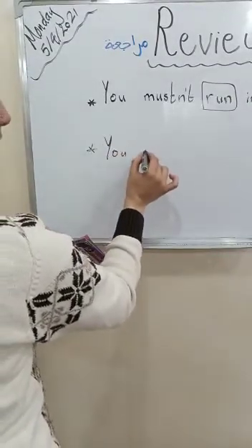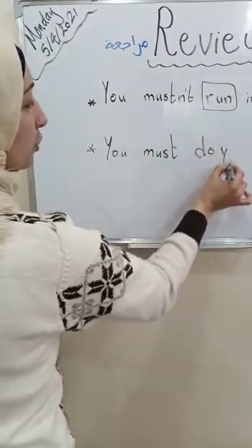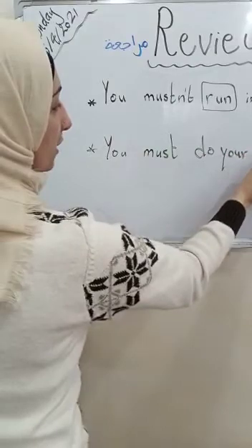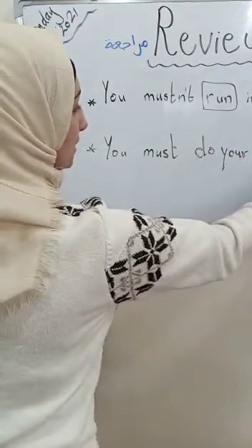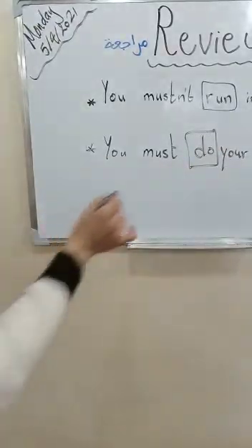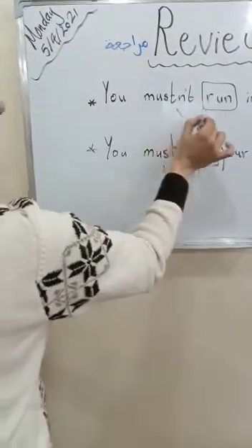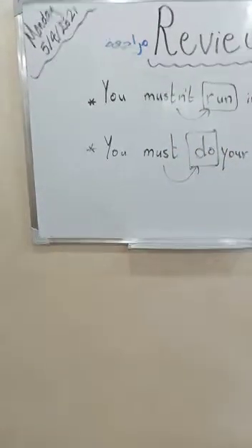You must do your homework. You must do your homework. The verb after must and mustn't should be in the base form. Okay? Should be in the base form. من دون أي إضافة يا ثالث.